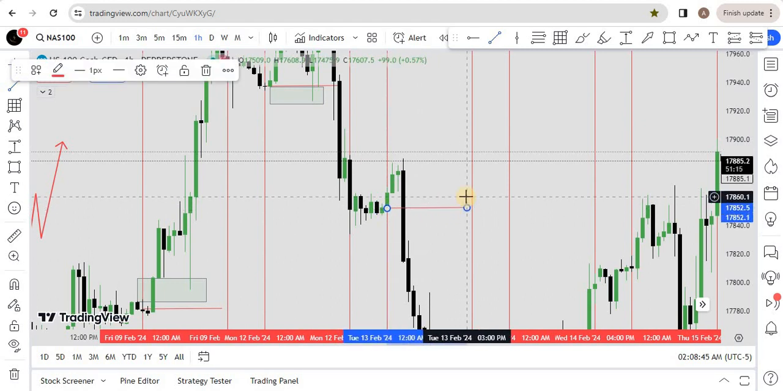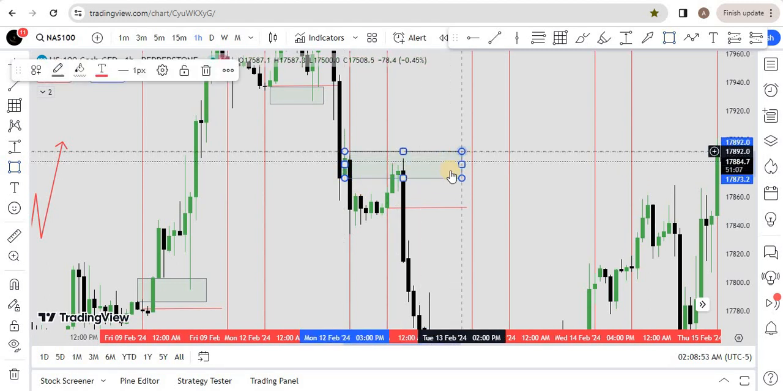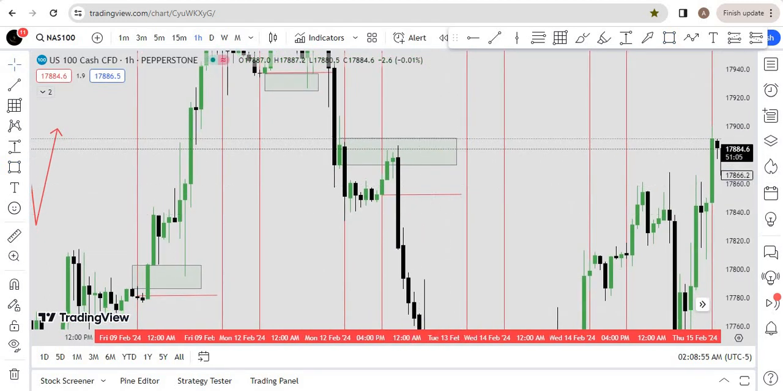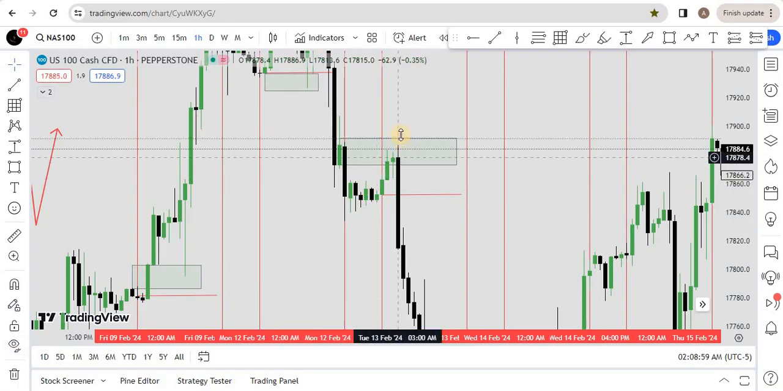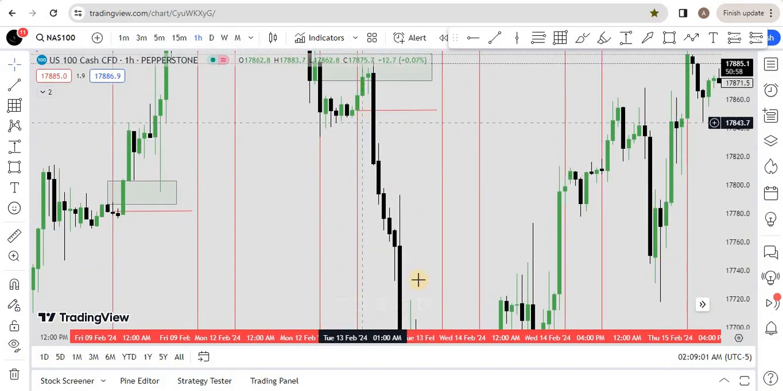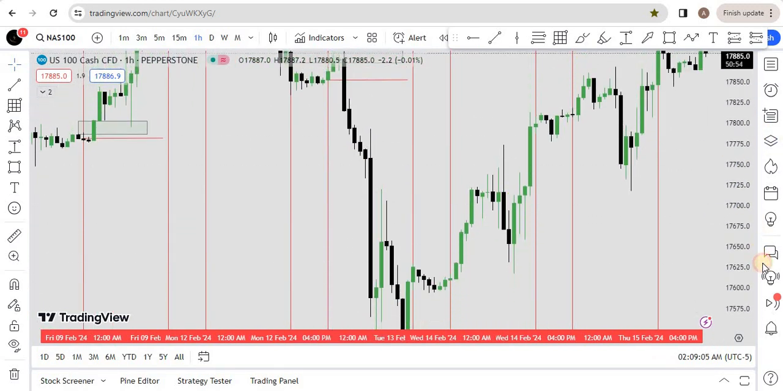Always with multiple confluences. Price goes to the upside to your opening, where we have an order block. What is an order block, mitigation block? Inshallah, in the next lecture you will understand. Price taps upside and gives you a huge move to the downside all day.